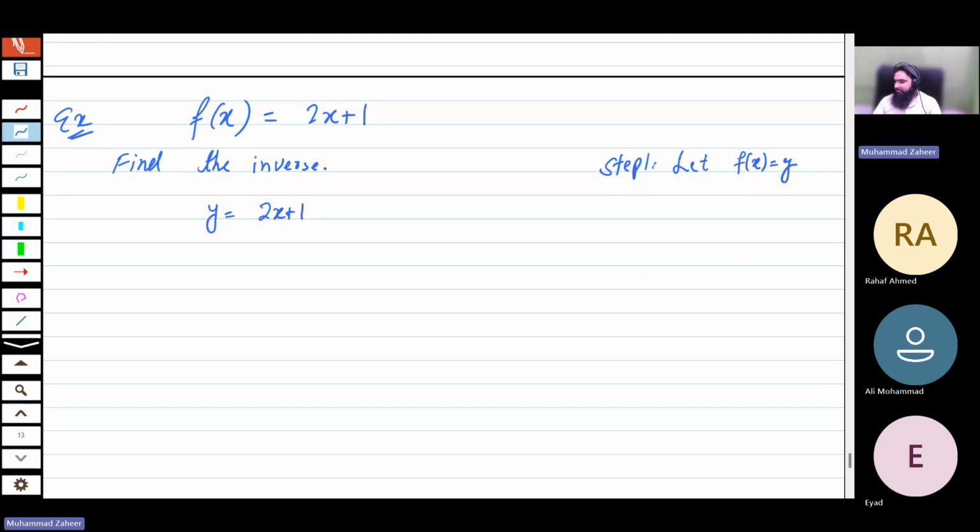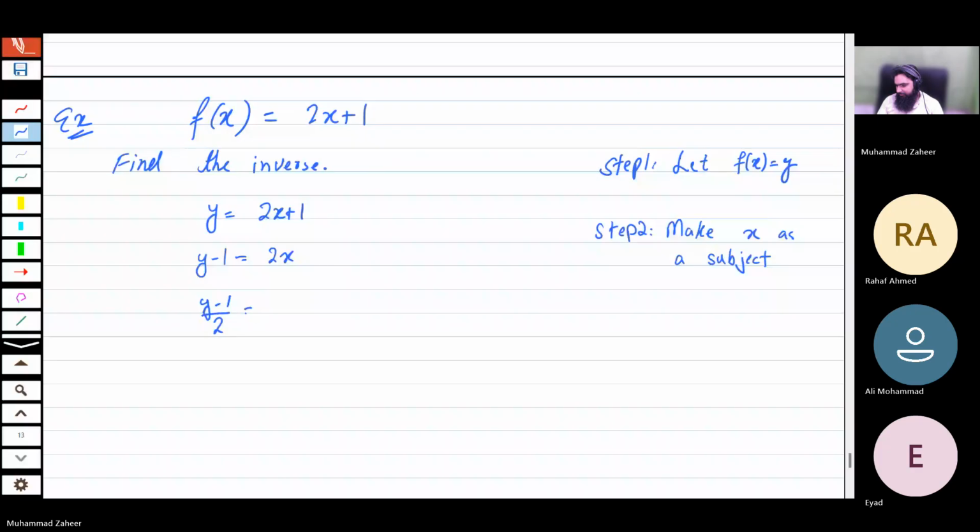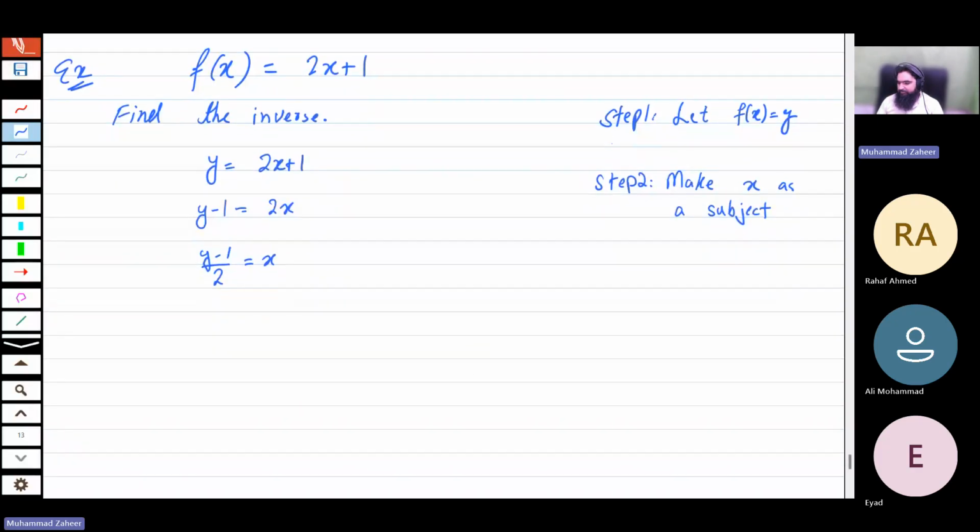Now, step 2, we are going to make x the subject. So it is plus 1. Take the plus 1 to the other side, it will become minus 1. Now, 2 is multiplying here. Take it to the other side, it will be divide.